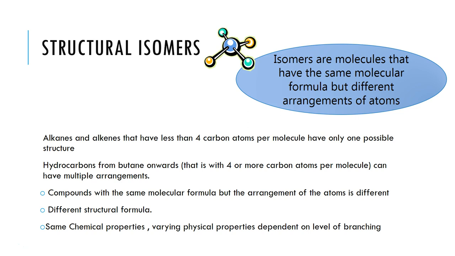Okay, so remember how we said that isotopes were different forms of the same element when we had different numbers of neutrons? Well, isomers are different structures of the same molecular formula. So they're molecules that have the same molecular formula but different arrangements of atoms.